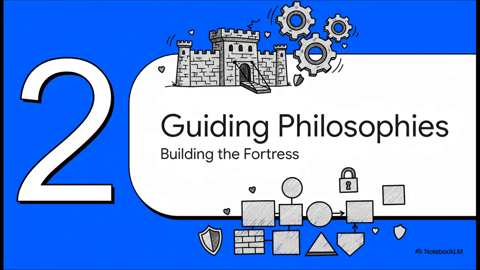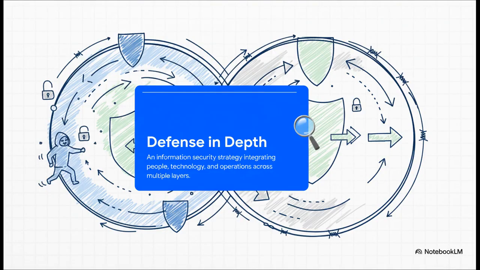Okay, so we've got our building blocks: subject, object, rule. But how do we actually put them together to build something secure? Well, security architects rely on a couple of really important guiding philosophies to build what you can think of as a digital fortress. The first big one, and you could argue it's the most important, is a strategy called defense in depth. The idea is actually pretty simple.